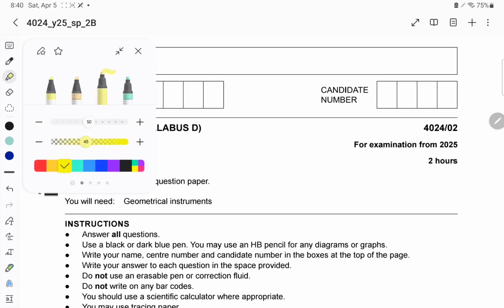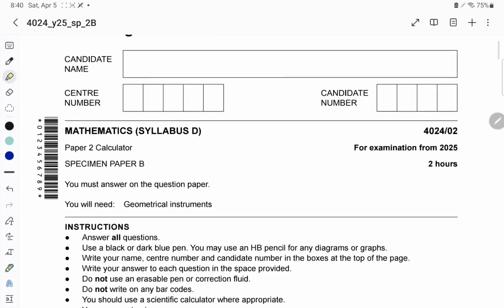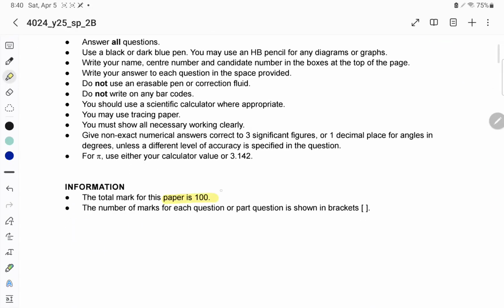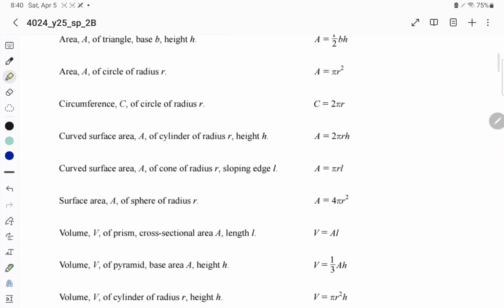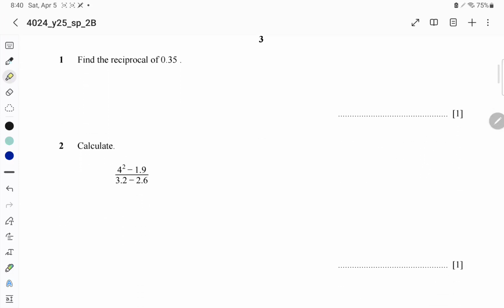So this is Cambridge O Levels Mathematics Syllabus D. Calculator is allowed. Specimen Paper B, and you have to answer all the questions on the paper. 4024 is the code, the time is 2 hours and the marks are 100. Formula sheet is given in the paper. As you can see, in both papers you will have the same formula sheet.